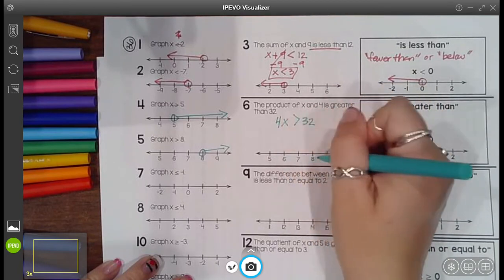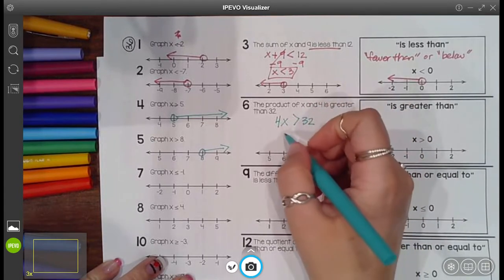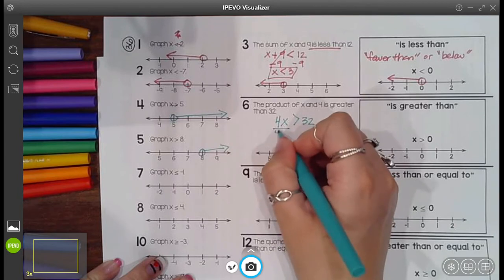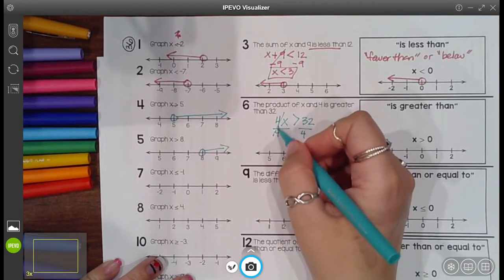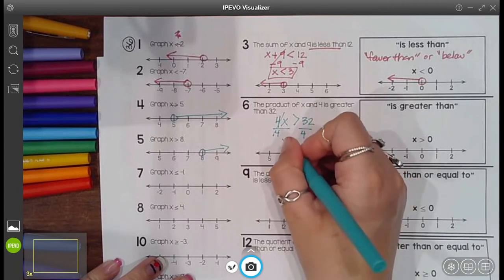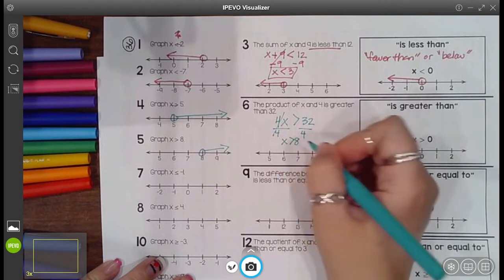32. Now, before I can graph it, x needs to be by itself over here. So what's the inverse of multiplying by 4? To divide by 4. Those cancel. 4 divided by 4 is 1. So you have 1x, or just x. Bring down your inequality. 32 divided by 4 is 8.